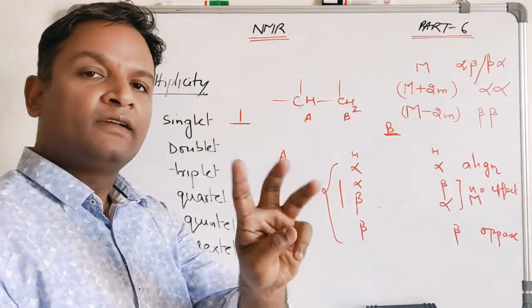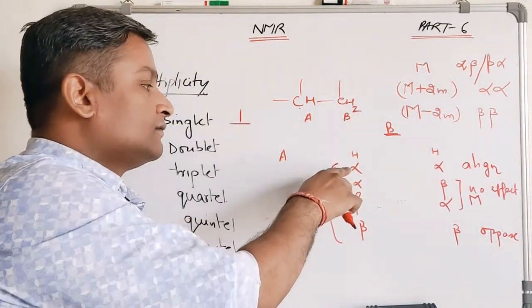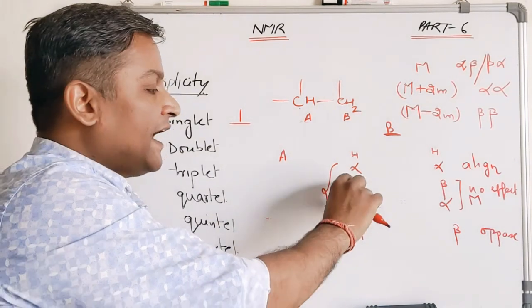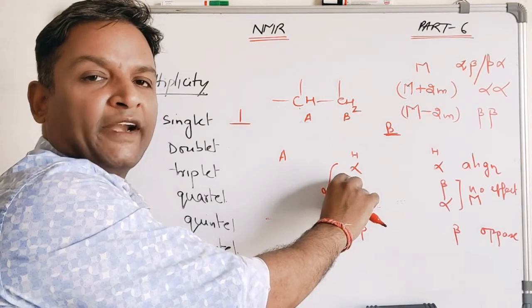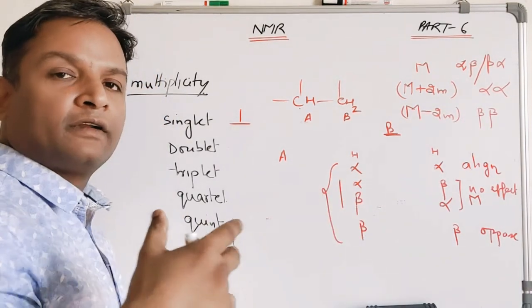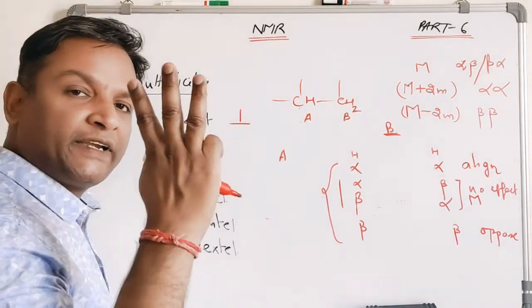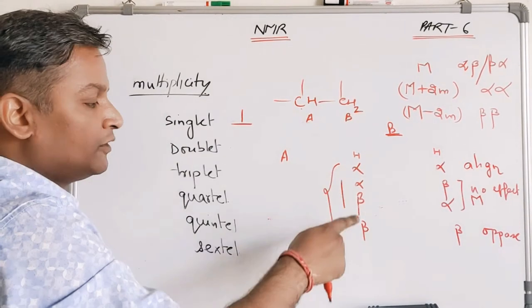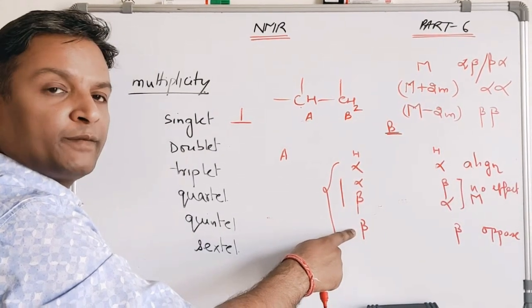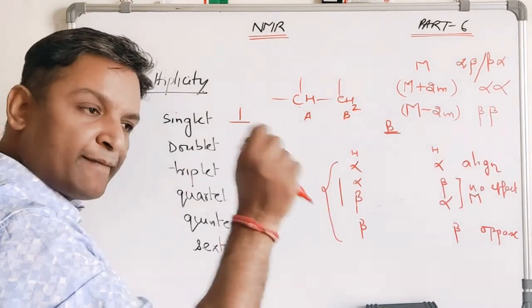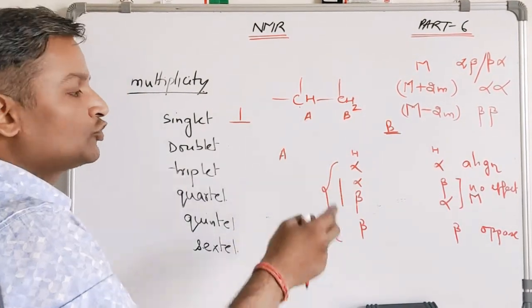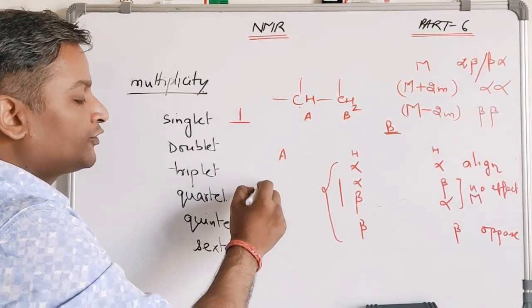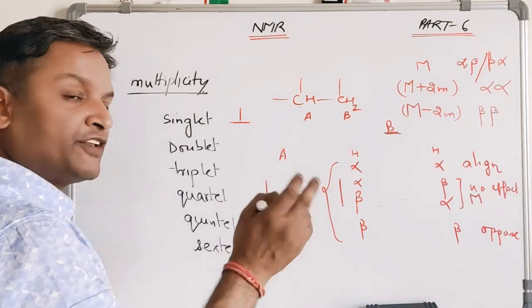So in this case, what are the different types of environment? Types of environment are 3 only: one, highest magnetic field environment, lowest magnetic field environment, and intermediate magnetic field environment. So what different types of peaks will be observed? One, highest magnetic field environment by alpha alpha, lowest magnetic field environment by beta beta, and just M environment by alpha beta and beta alpha. So 3 types of peaks will be observed, and the ratio will be 1:2:1. Why am I saying 1:2:1?